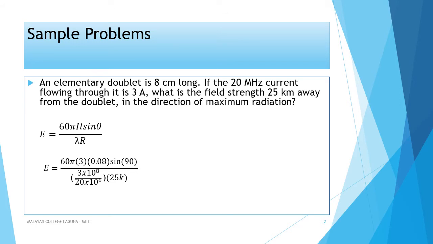So we have E is equal to 60 times pi times 3 times 0.08. This is the centimeters. Times sine 90 degrees divided by r lambda, where lambda is equal to the speed of light divided by the frequency. So we have 3 times 10 raised to the 8 divided by 20 times 10 raised to the 6 times 25 kilometers. So calculating this, we'll get the electric field is equal to 120.64 microvolt per meter.